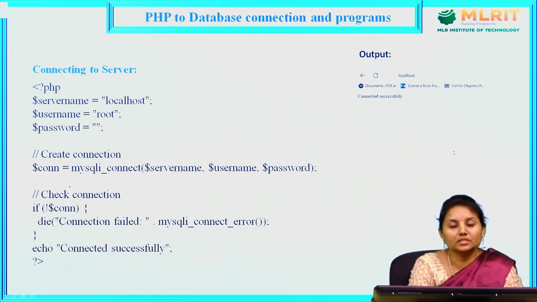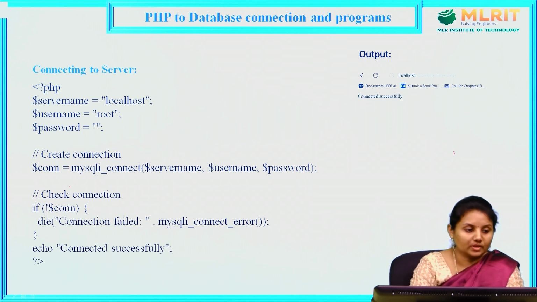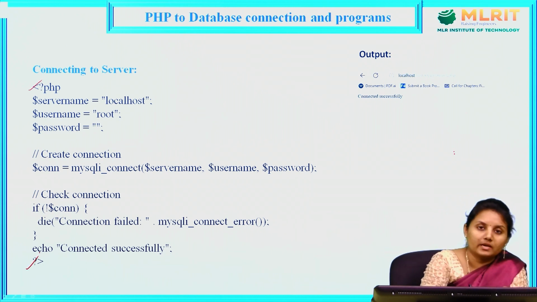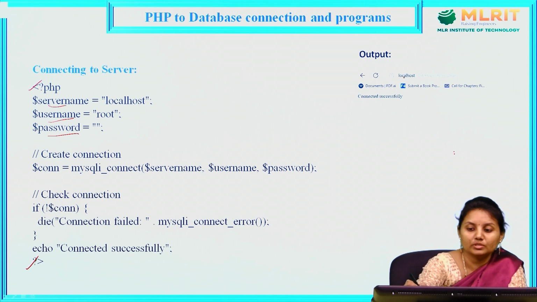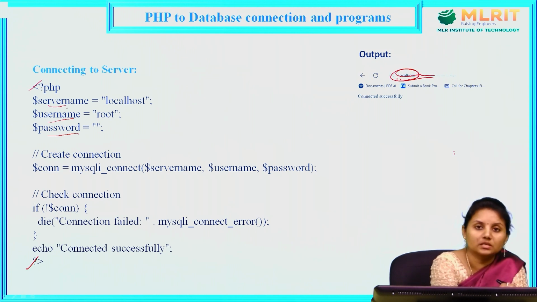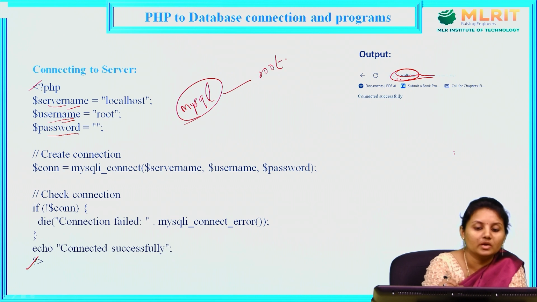So, connecting to a server. How to connect to a server? You start with a PHP starting and ending tag. In between, in the business logic, you have to give the server name, username and password. We all know the server name: while executing, we are giving localhost in the browser. Localhost is nothing but the server name. Then the username: for MySQL, the username will be root and there will be no password. So we give empty for the password, and we pass the username as root.